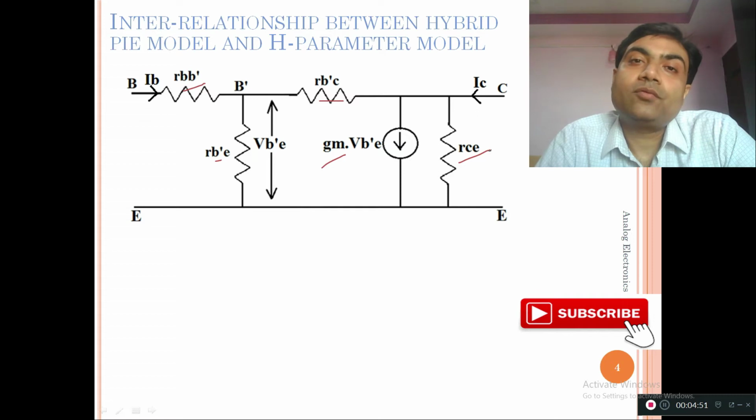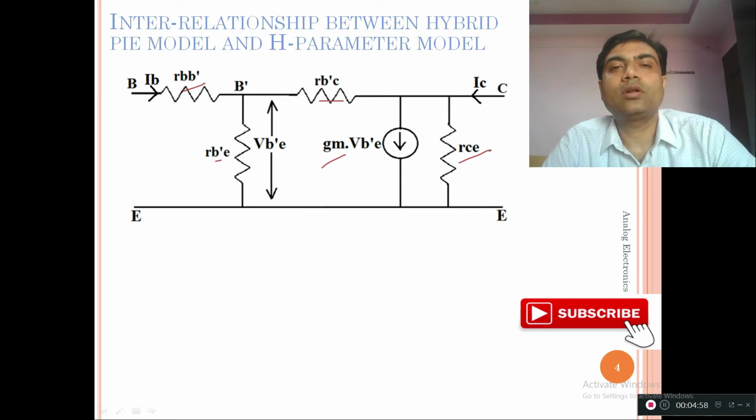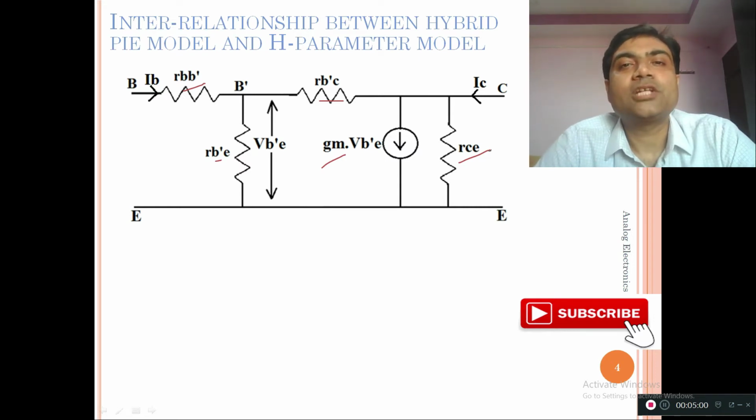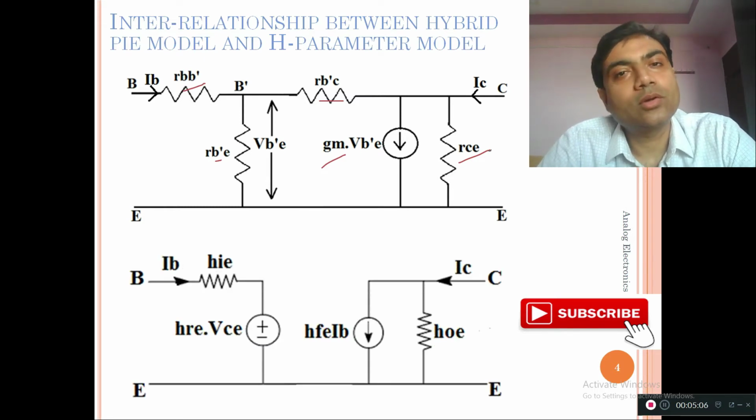So if I am modeling the pi model for the low frequency, then I can easily relate that pi model of low frequency to the H parameter model that already exists. It will help me for the analysis. So just for the sake of simplicity, we are going for this.